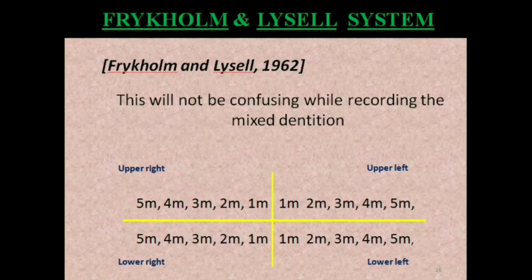Another tooth numbering system for deciduous teeth, Fricom and Lysol. Here, suffix M is added along with the specific tooth. Again, this was creating confusion while recording the deciduous dentition.